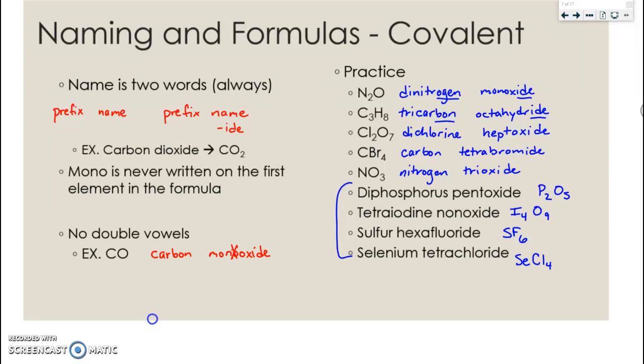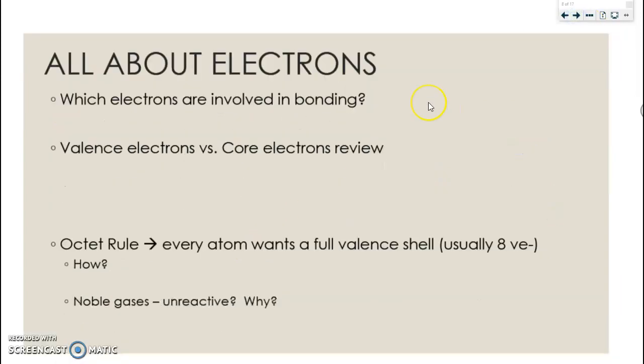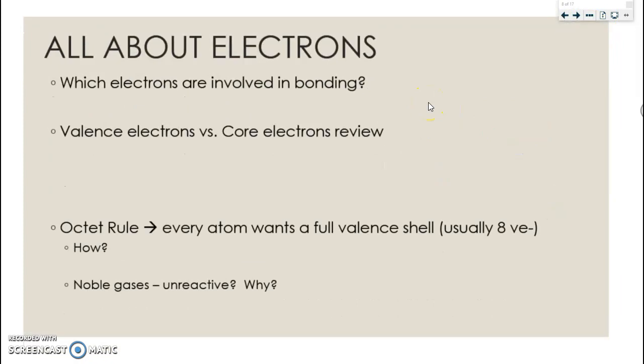Now we're going to kind of switch gears a little bit. We're going to move on past naming and formula writing. We're going to do a little review of electrons, and then we're going to talk about dot structures. First question here says, which electrons are involved in bonding?